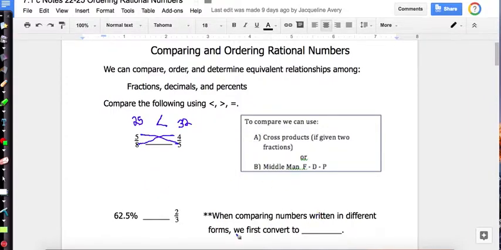When comparing numbers written in different forms, we first convert to decimal. And that's that middleman idea. If you have a fraction or a percent, you can always change it to a decimal. Now, some people prefer percents, so you can also change them both to percents if you like. But for our purposes in our notes, I'm going to be changing to decimals. So to change a percent to a decimal, move 2 to the left, 1, 2. So this is 625 thousandths.